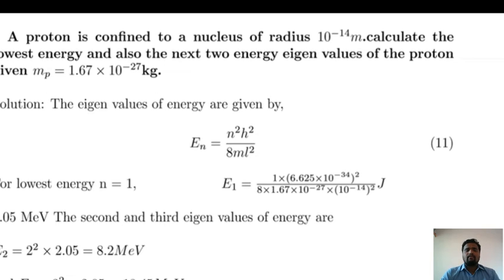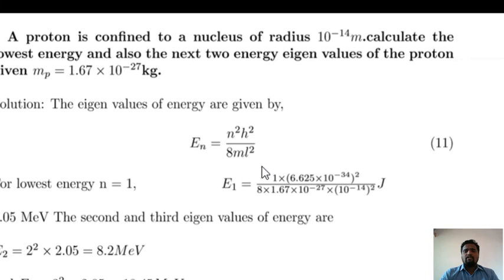Second problem. A proton is confined to a nucleus of radius 10 raised to minus 14 meter. Calculate the lowest energy and also the next two energy eigenvalues of the proton. The given mass of the proton is equal to 1.67 into 10 raised to minus 27 kg.